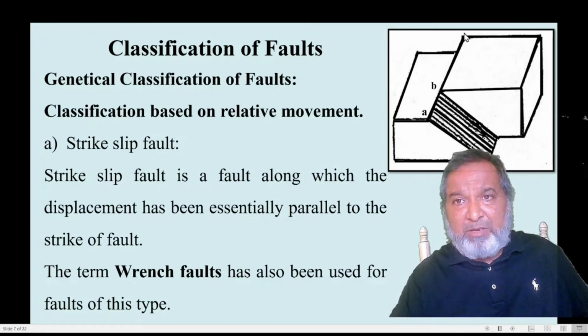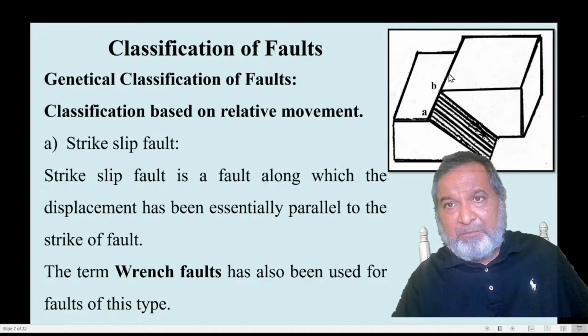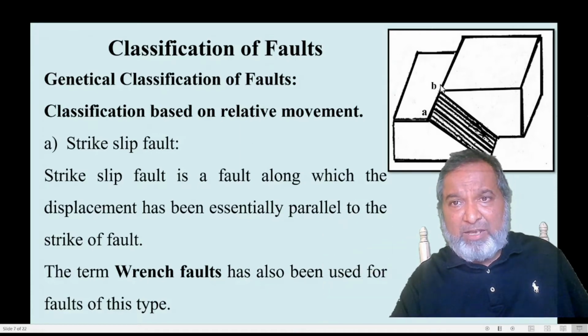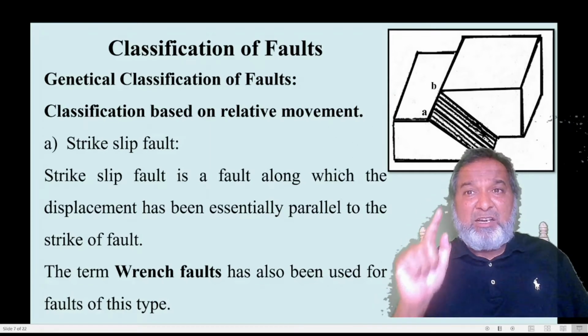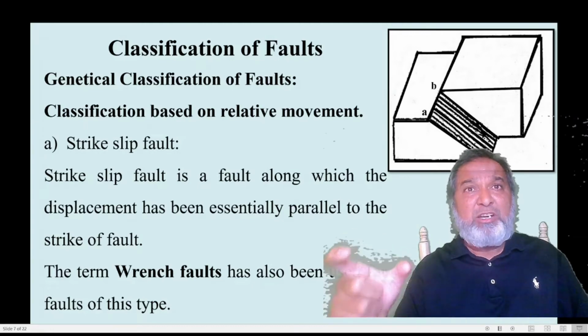The displacement has taken place parallel to the strike of a fault. For example, here we have a fault, and this fault has made an intersection. This is the horizontal surface and this is the fault. Once the fault is exposed at the surface, we get a line of contact, and this line of contact is called the fault line, and this fault line will be called the strike of a fault. And when the displacement has taken place parallel to the strike, then this will be called a strike slip fault. Slip here means the total displacement.